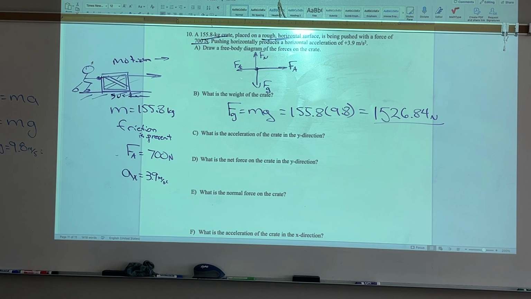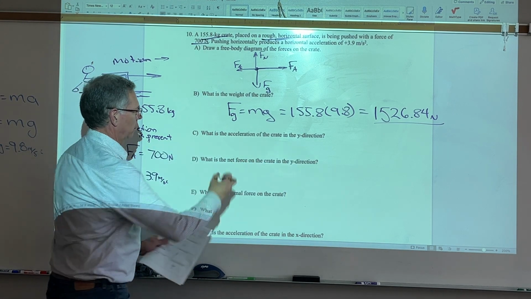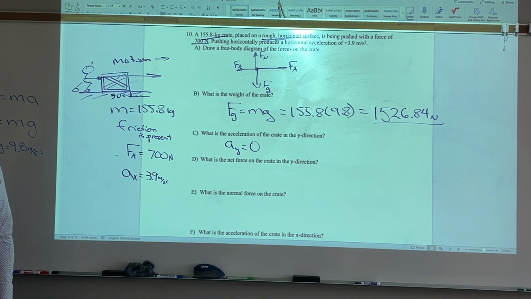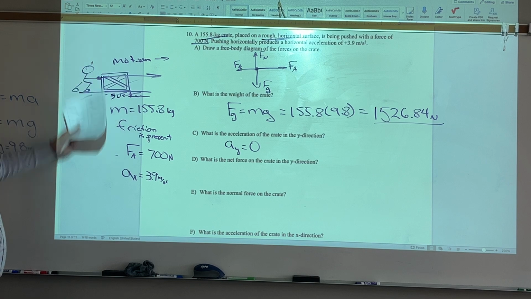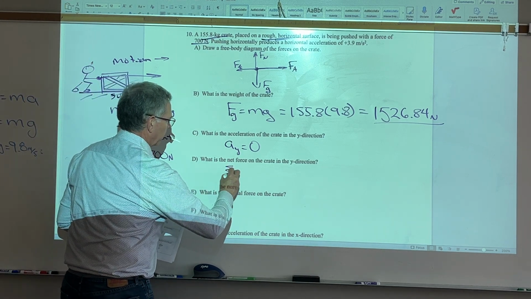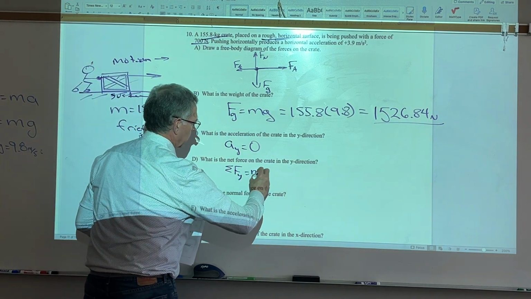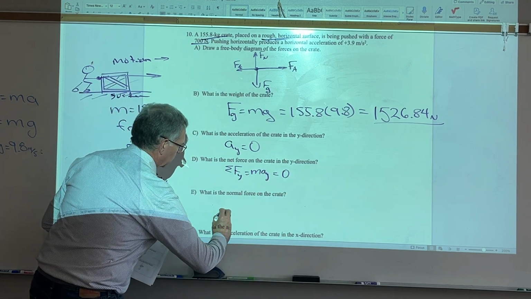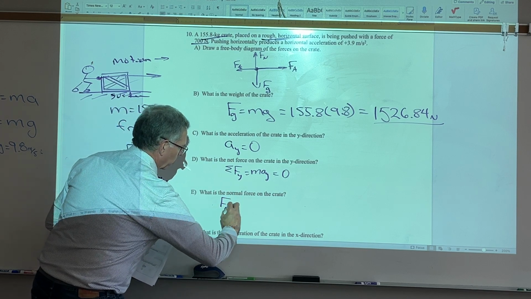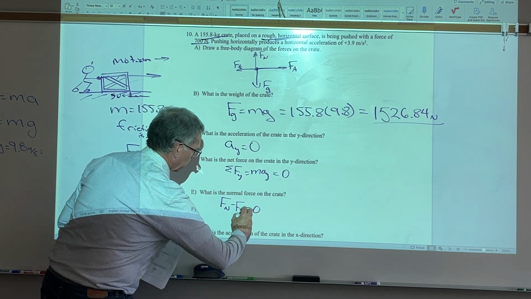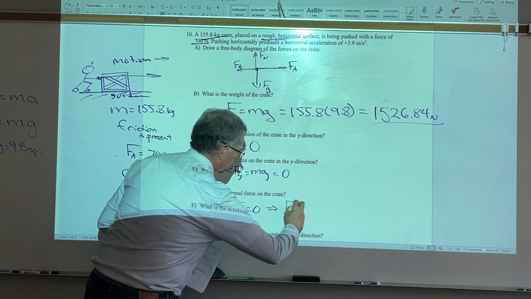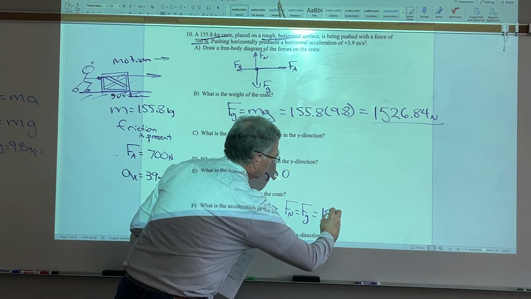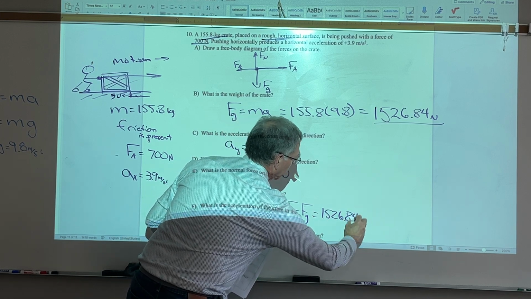What's the acceleration in the Y direction? Zero. Good. Why? Because it's not moving up or down. So what's my net force in the Y direction? Also zero. So on the left side, normal force minus the weight equals 0. So normal force equals the weight, 1526.84 newtons.